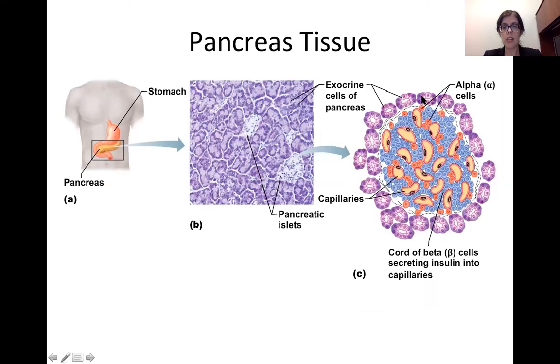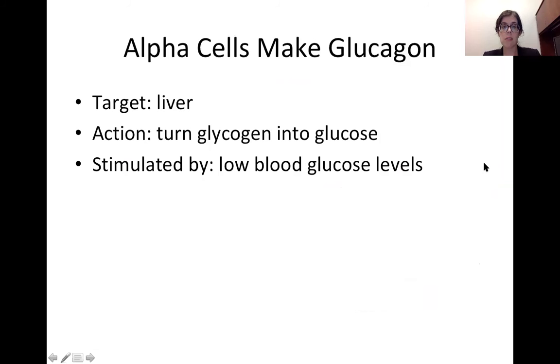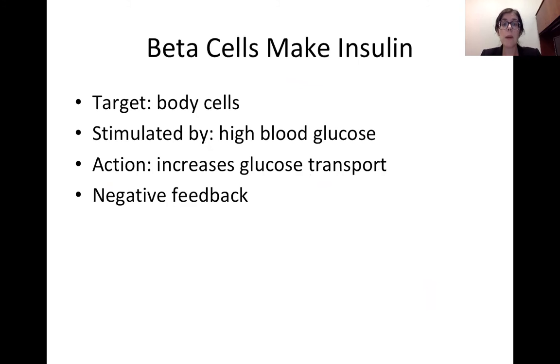So this is what that looks like. Again, we've got enzyme-secreting cells, and we also then have scattered throughout it these alpha and beta cells. The alpha cells make glucagon, which tells your liver to turn the long polymers of glucose called glycogen down into their monomeric form of glucose and release it into the blood. And this is stimulated when you have low blood sugar. The beta cells make insulin, which tell your body cells to take up glucose, and it's stimulated by rising blood glucose. And again, this operates with negative feedback.